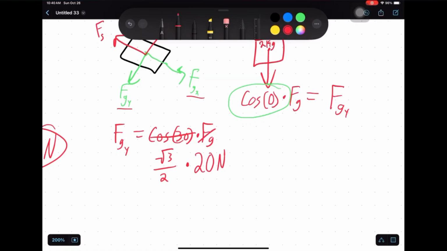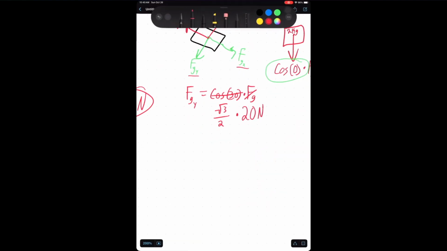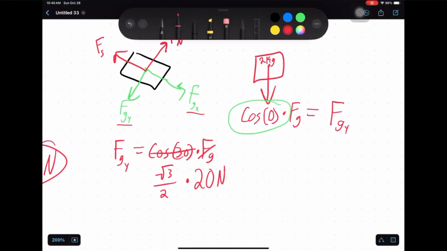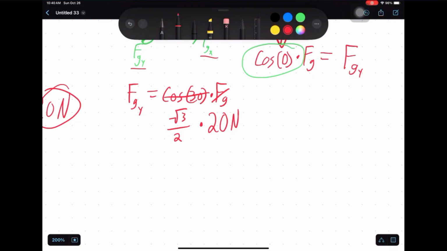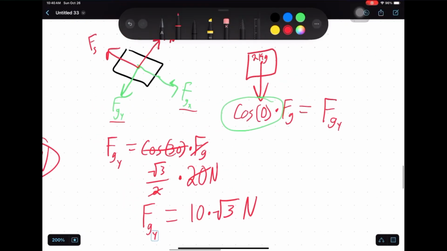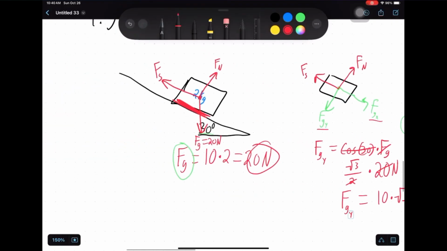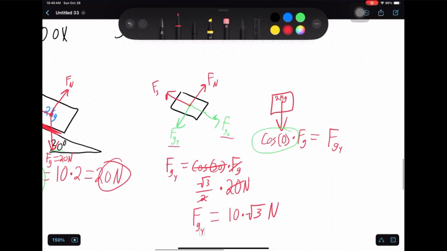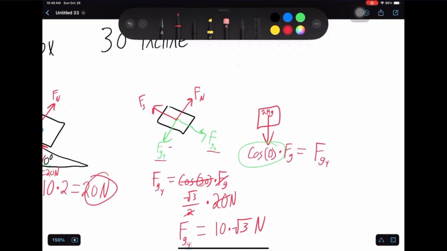Whenever you find a value, go ahead and plug it in for the actual term so you don't have to deal with terms. Now, we're going to simplify this a little bit. So force of gravity in the y equals, well, 20 divided by 2 is going to be 10. We're going to bring the root 3. So force of gravity in the y is 10 root 3 newtons. We're going to drag it right here. Equals 10 root 3 newtons.